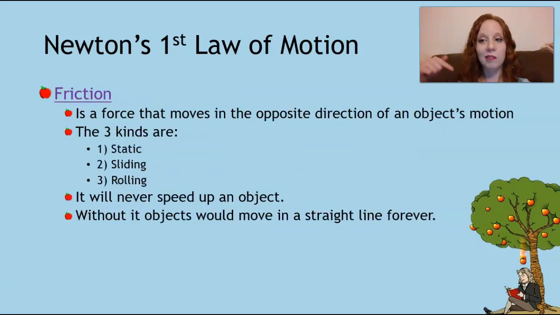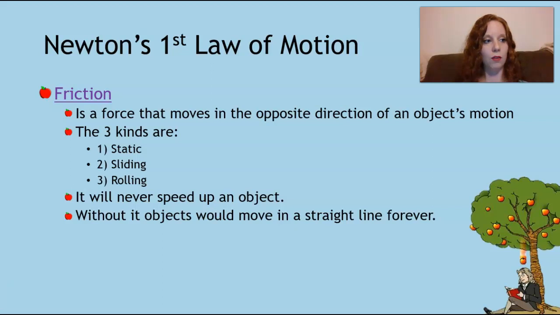So again, literally what I just said, friction moves in the opposite direction of motion. You've got static, sliding, and rolling. I'm not going to worry about those too much because this video is getting long enough as it is. And big key concept here: since it's moving in the opposite direction of motion, it is never going to speed anything up, okay? And without friction, which we are eternally grateful for, whether you realize it or not, objects would move forever in a straight line until acted upon by an unbalanced force.